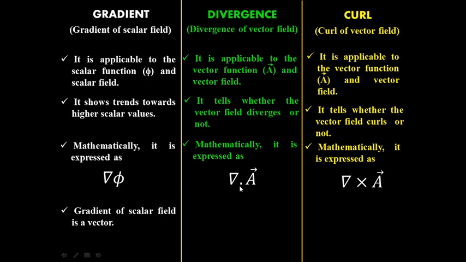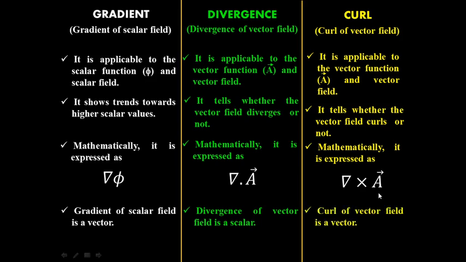Here is the dot product. Del operator is a vector, and A is also a vector. The dot product of two vectors is nothing but a scalar quantity. So therefore, divergence of a vector field is always a scalar. In the case of curl, the del operator is a vector quantity, A is a vector, and the cross product between two vectors is also a vector. So curl of a vector field is a vector.